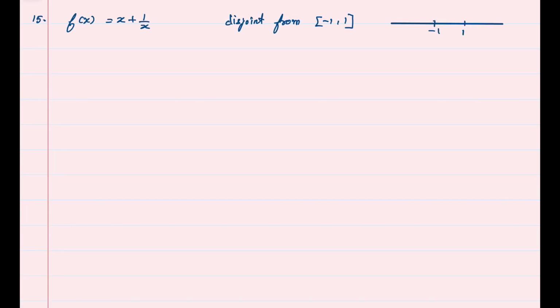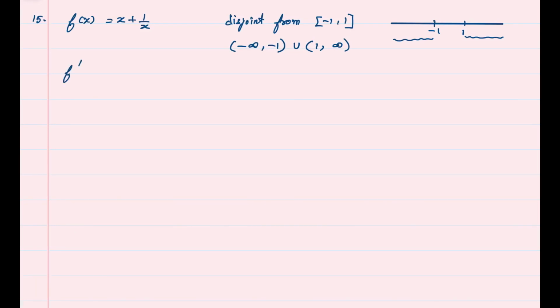So, disjoint from minus 1 to 1 means other than these values, that is minus infinity to minus 1 and 1 to infinity. In the given interval disjoint from minus 1 to 1, minus 1 and 1 are included. So, in the domain minus 1 and 1 are not included. Open intervals at minus 1 and 1.